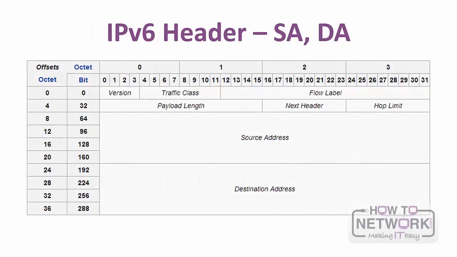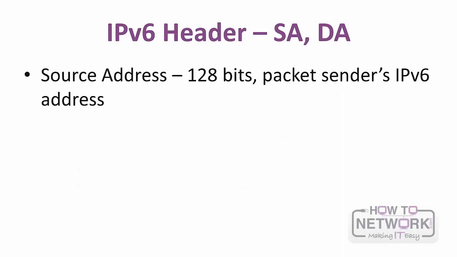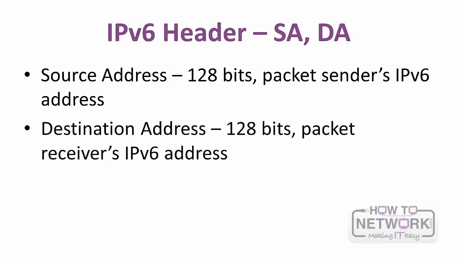Source address and destination address, both 128 bits. Source address is the packet sender's IPv6 address. Destination address is the packet receiver's IPv6 address.